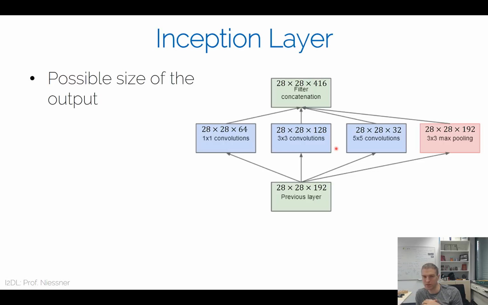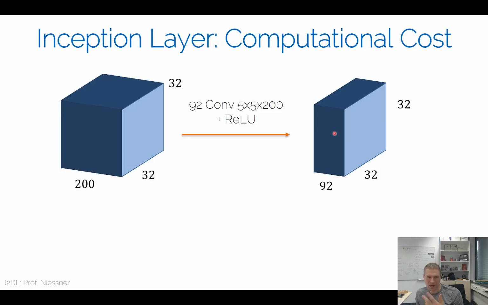Now there's of course a lot of hyperparameters, like how do you distribute the different features and stuff like that. The other thing you will see here is that this is quite compute intense. So doing it like this is not that straightforward. If you have an inception layer like this, and you have 92 conv, the reason is basically this number here is pretty high, right? You have a high feature number. So if you have a volume of 32 times 32 times 200, and you're running a 5x5 times 200 plus ReLU conv kernel, and 92 of them, you actually have quite a few multiplications.